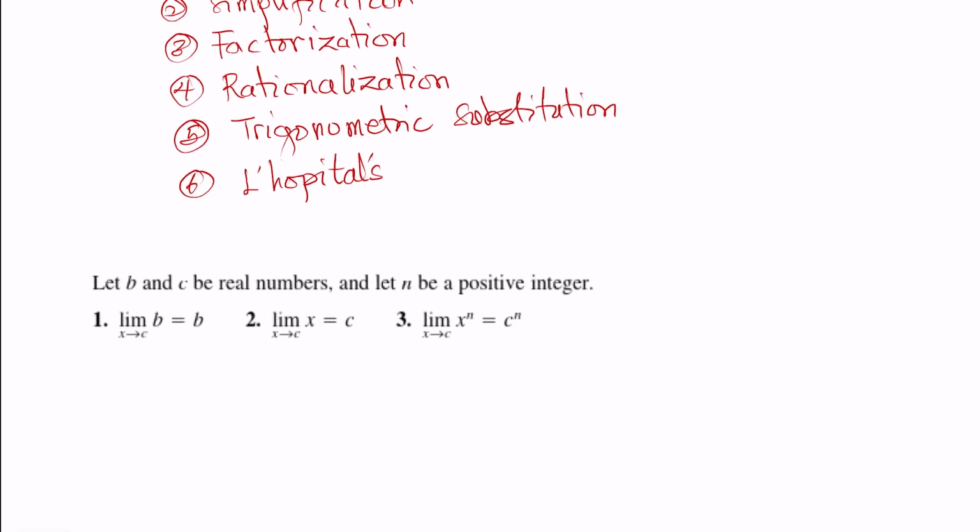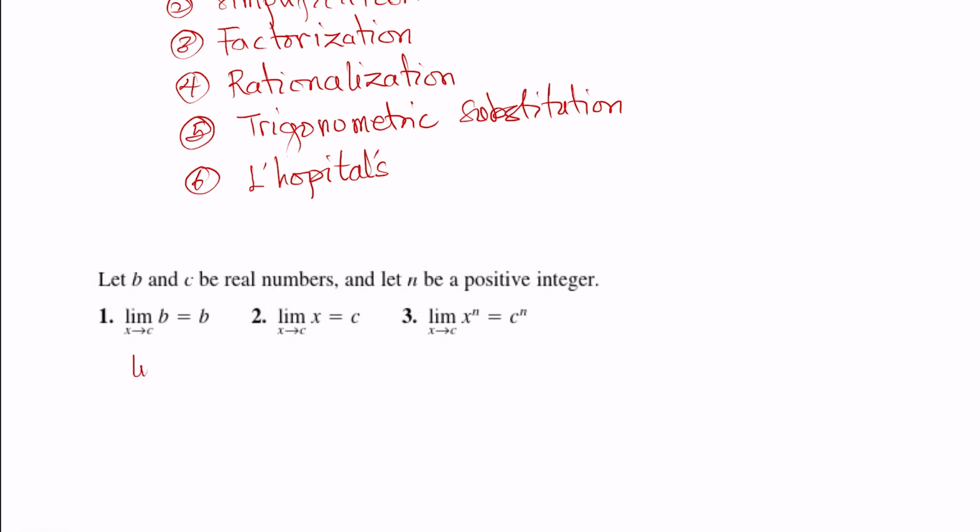So let's consider the following. Let B and C be real numbers, and let n be a positive integer. Then, if you look at number 1, it says the limit of B as x approaches C is always equal to B. What does this mean?